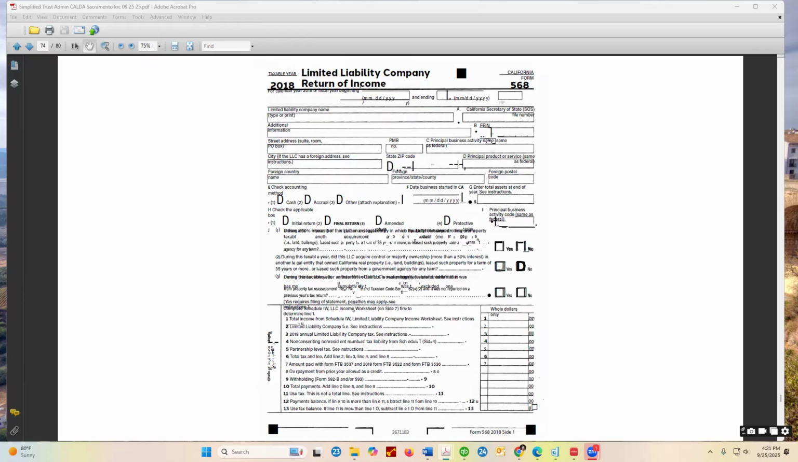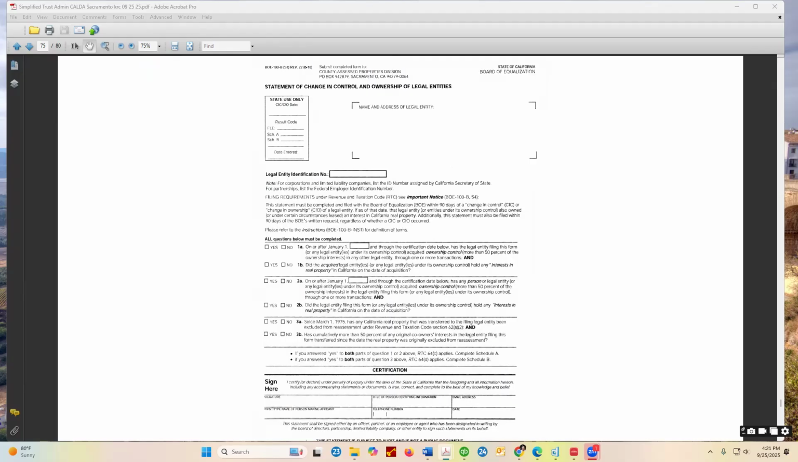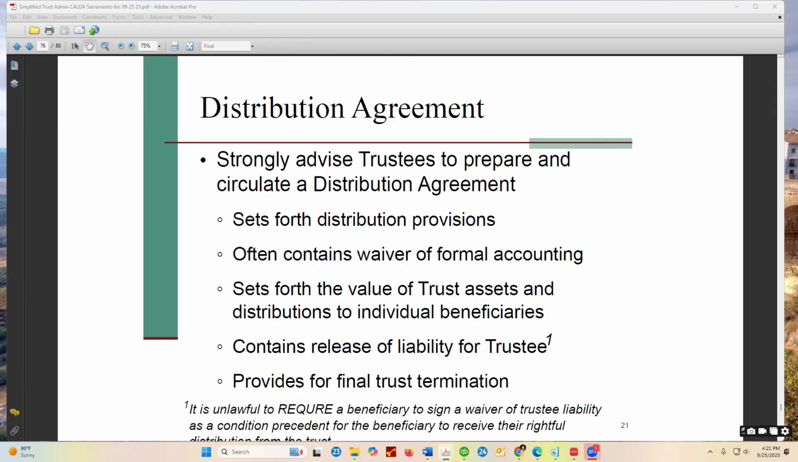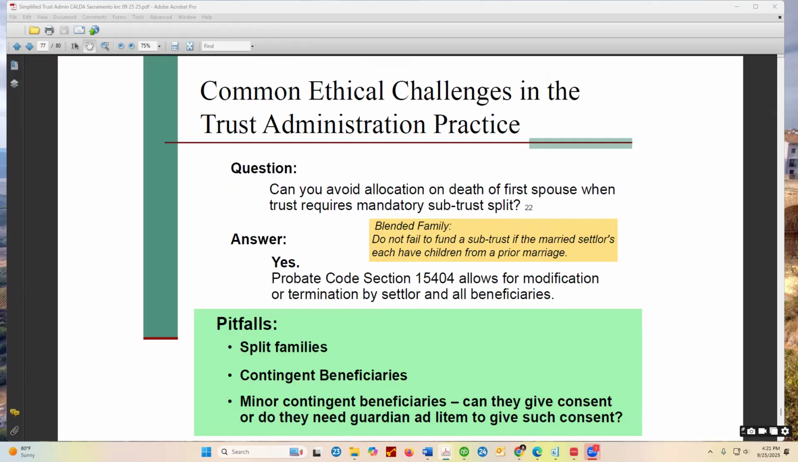So if any of the property is held in the name of an LLC, then you would have a Form 568 due as part of the administration. And there are some other legal entity agreements. Like I said, you get a receipt and agreement with the beneficiaries that they've looked at the accounting and they're agreeing that you did the proper accounting, and that releases liability for the trustee.